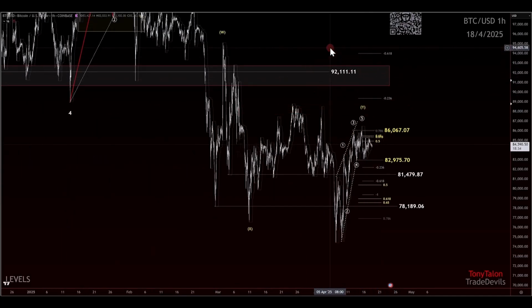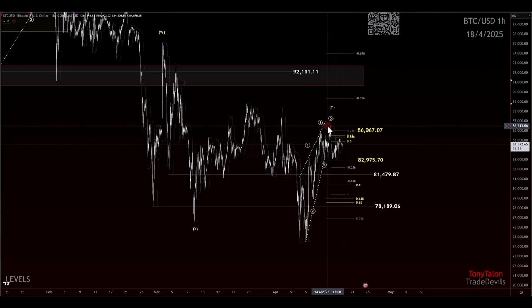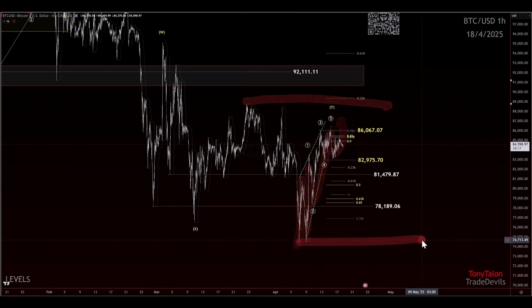But step one for the bulls is to break this high and these highs up here to at least signal that we have a trend change at the larger degree and not just at the smaller degree like we've been doing here. We're still internal to this range.